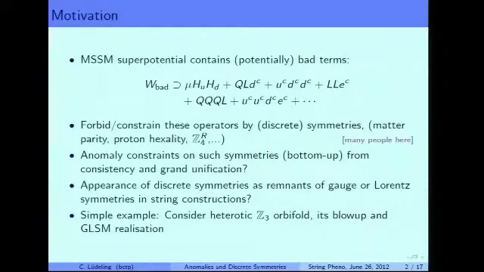And so I'll discuss a bit this in general, and then I give a simple example of a heterotic Z3 orbifold, basically the simplest one you can think of, a blow up to get a smooth Calabi-Yau, and some ideas in the realization of this by a gauged linear sigma model.